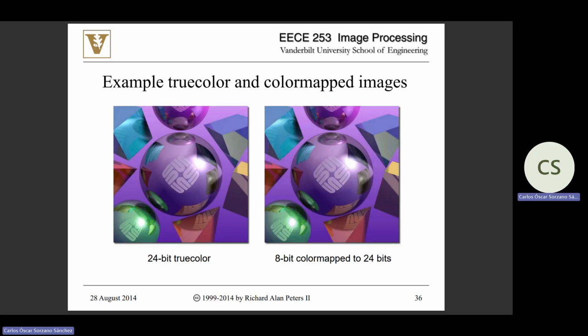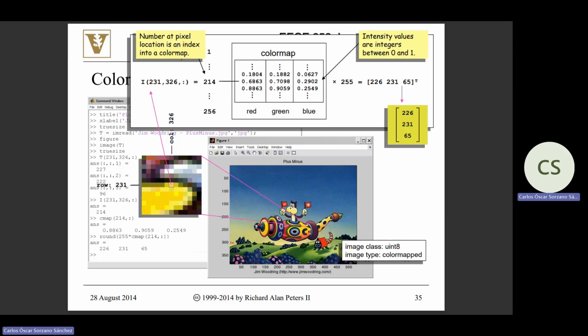So here you have two images that are in principle the same image, but this one is true color. So you have 24 bits, so 3 bytes, 1 byte per channel, and you have here the color map image in such a way that we only have 256 different colors. So this same kind of color table. So you only have 256 colors. So you are limited in the number of colors you are allowed.